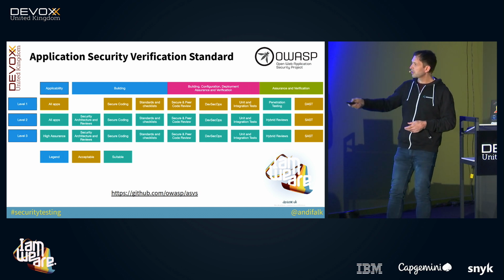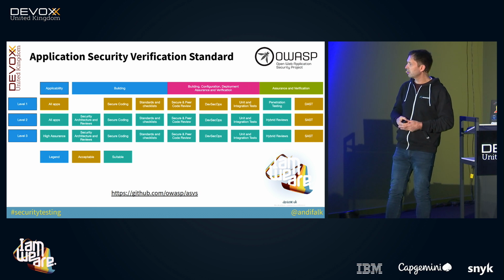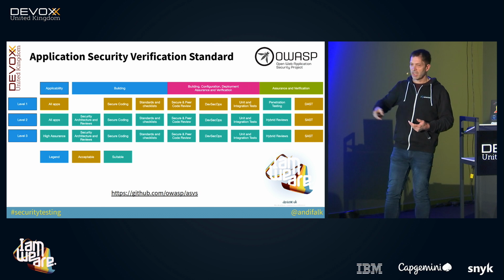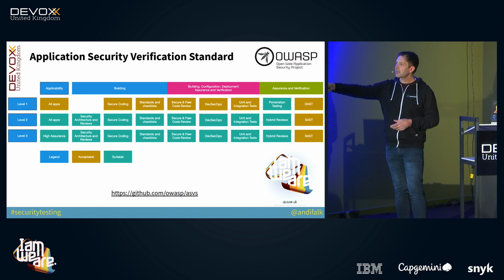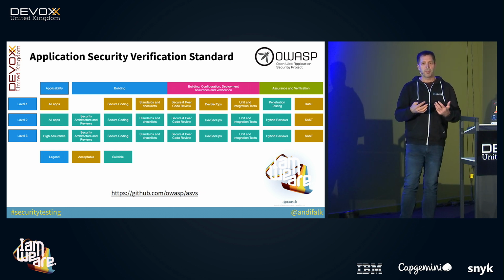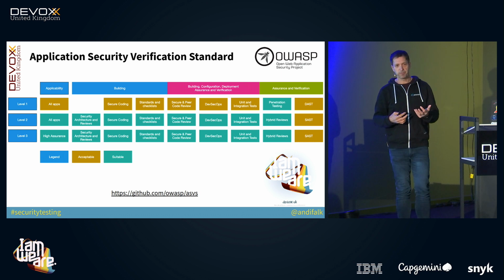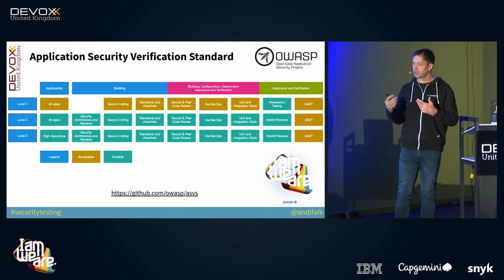And this guide includes helpful things like secure coding, also for DevSecOps, unit and integration testing, standards and checklists, also architecture-related things. And it defines 3 levels of security. Level 1 is typically the really base level every application should have as a minimum. And typically only level 1 is testable by penetration testers in an automated fashion.